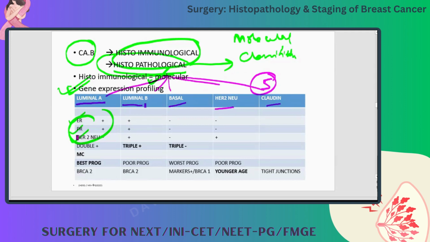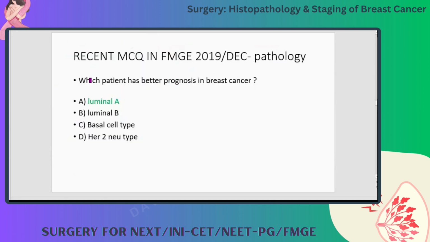Out of these 5 types, see here in luminal A, they are ER positive, PR positive, HER2/neu negative. These are all receptors. On the cell, there will be multiple receptors: estrogen receptor, progesterone receptor, HER2/neu receptor. So ER positive, PR positive, and HER2/neu negative. So it is double positive. We call it double positive disease. 2 are positive, 1 is negative. It is the most common type and it has the best prognosis. So this question they have asked you: which patient has best prognosis in breast cancer? It is luminal A.